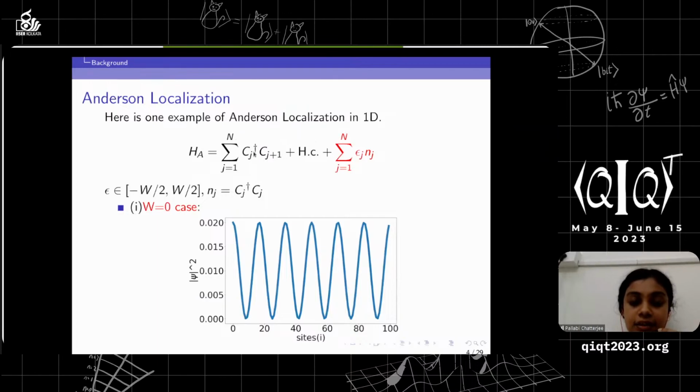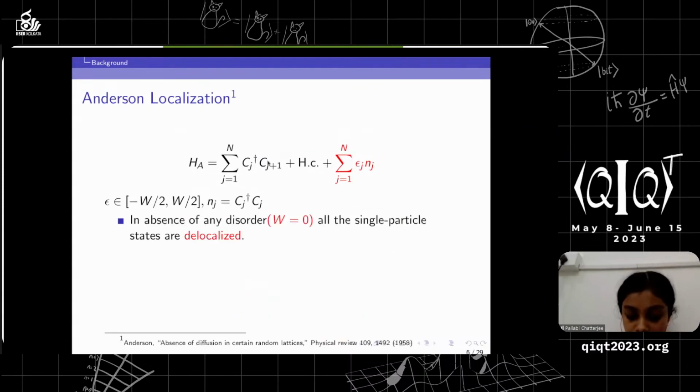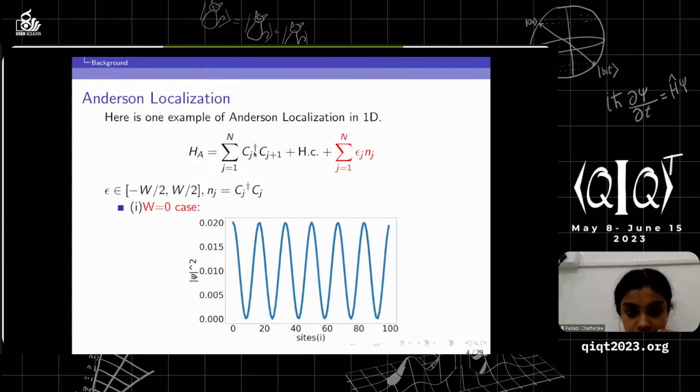Here Cj dagger is the creation operator and Cj+1 is the annihilation operator. It is representing the hopping of the electron from one site to another site, and it is nearest neighbor hopping. Here is the Hermitian conjugate of this term. Without this red term, if we plot |psi|^2, the probability amplitude, one can see that the wave function will be distributed all over the sites. So one can say the wave function is delocalized.